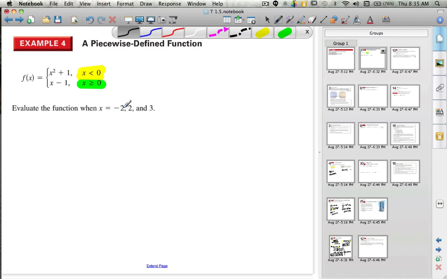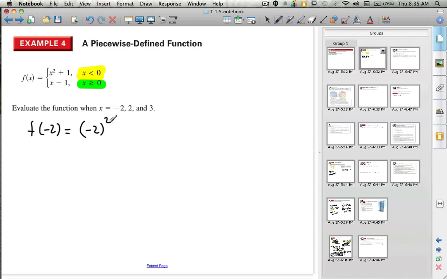Well, negative 2 is less than 0, so I plug it into this function. So the function of negative 2 would be equal to negative 2 squared plus 1. Negative 2 squared is 4. 4 plus 1 is 5. That's the answer. Okay, when I pick 2, well, 2 is greater than or equal to 0, so I'm going to plug it into this other function.